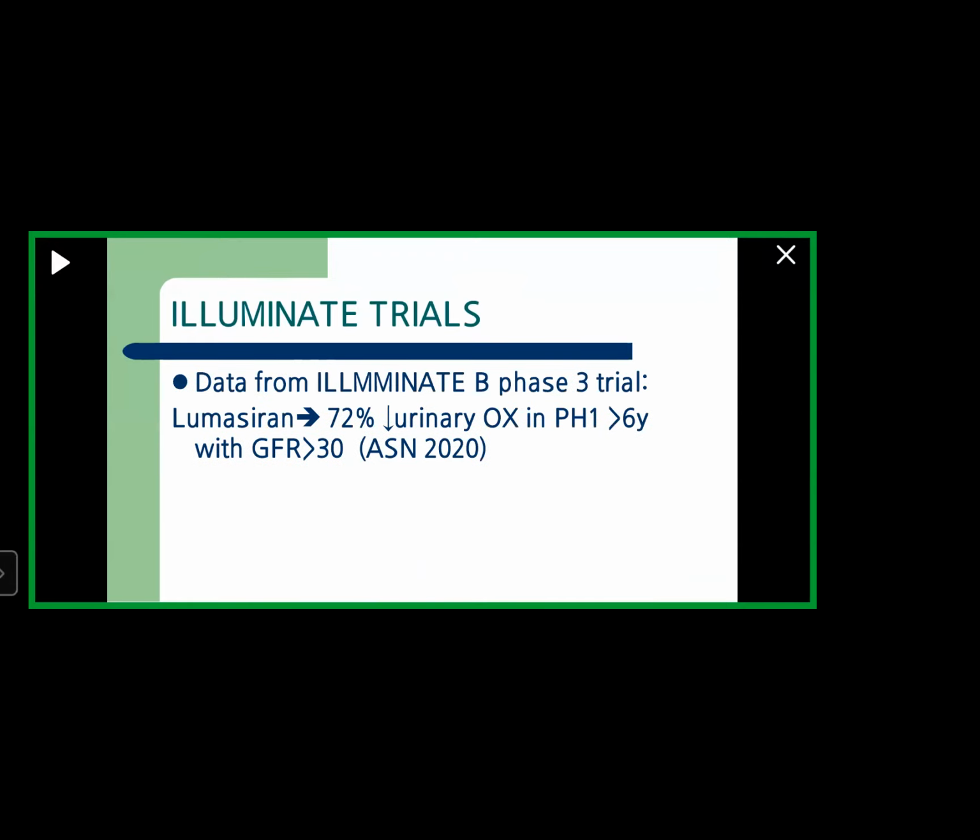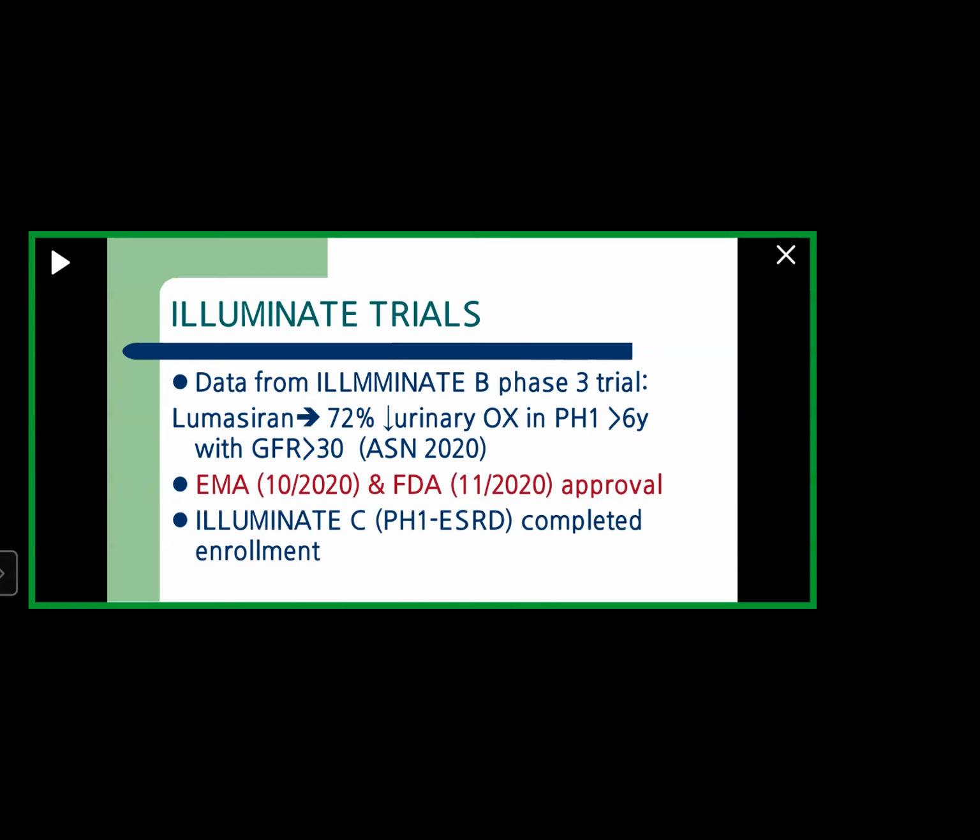The ILLUMINATE-B phase 3 trial with lumasiran has reduced urinary oxalate excretion by 72% in patients with primary hyperoxaluria, including children older than 6 years, but the trial only included those with a GFR more than 30. They did not include those with CKD 4 and 5. But they could demonstrate that this drug reduced urinary oxalate by 72% in these patients, and this data were reported in the year 2020. And as a result, both the EMA and the FDA have given approvals before the end of 2020 for this substance as an orphan drug and as the first of its kind, the silencing RNA-based therapies.